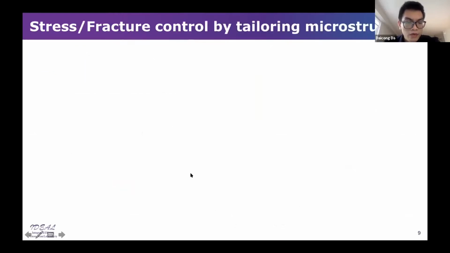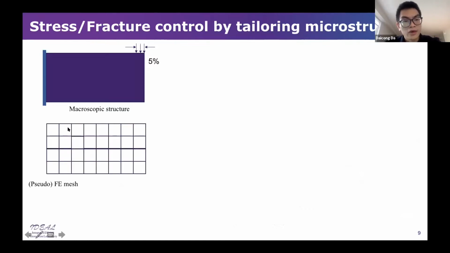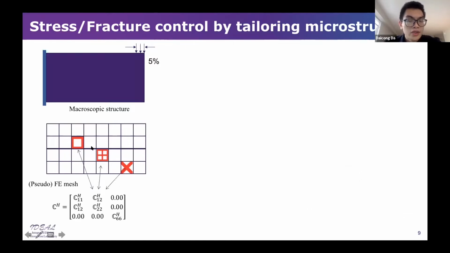So right now we only focus on a one-scale problem. So we have the idea to extend it to multi-scale structures. We want to tailor the stress distribution or the fracture performance by tailoring the material microstructure. Here is a very simple structure, a cantilever beam, and you have the finite element mesh. In each finite element, in each location, you will have a different unit cell. In each unit cell, you will have the effective material property, or the stiffness tensor, and this property will be plugged into the finite element mesh.